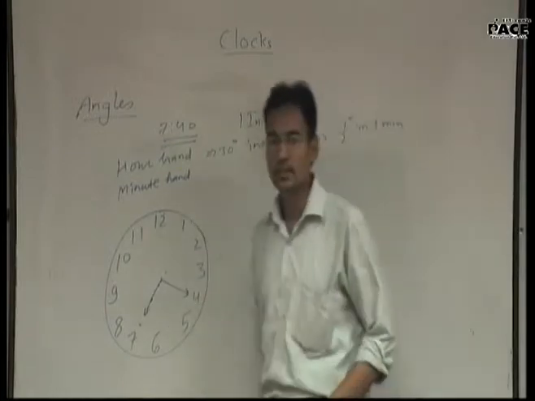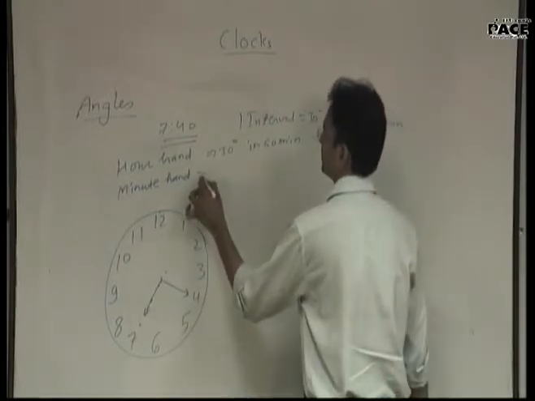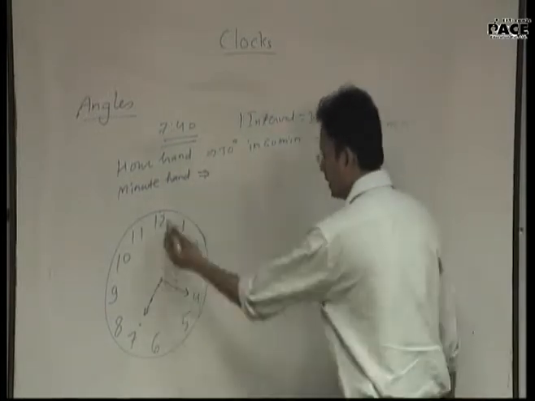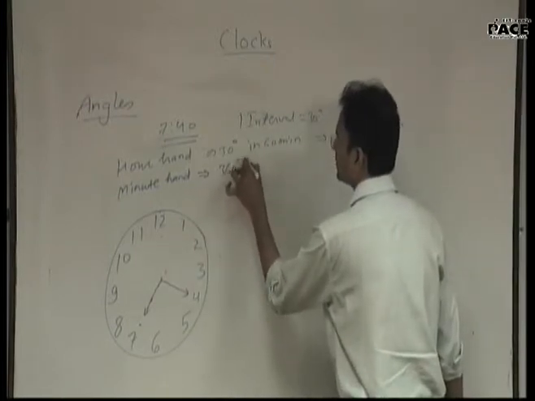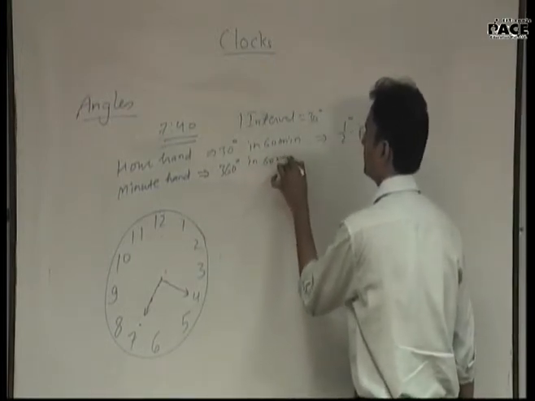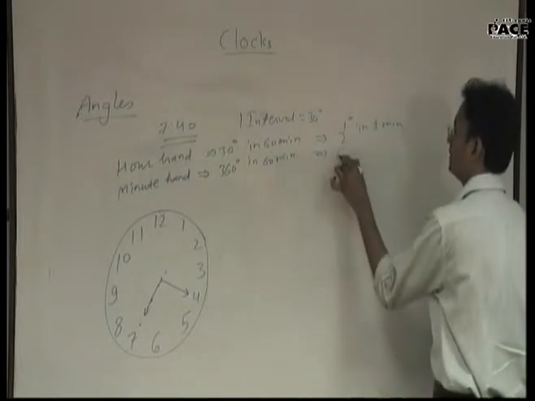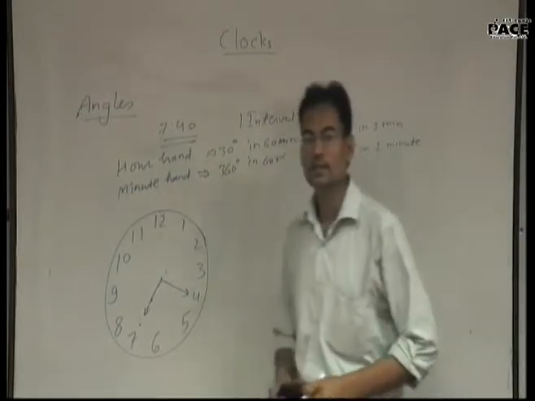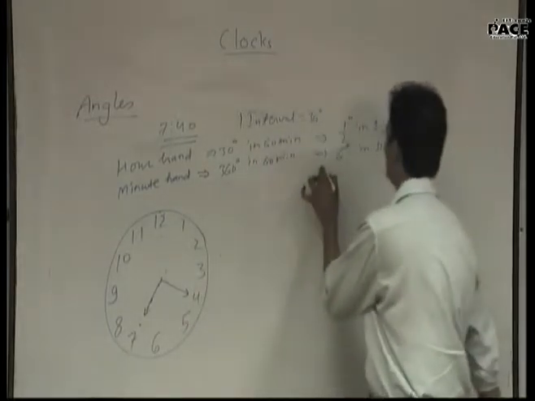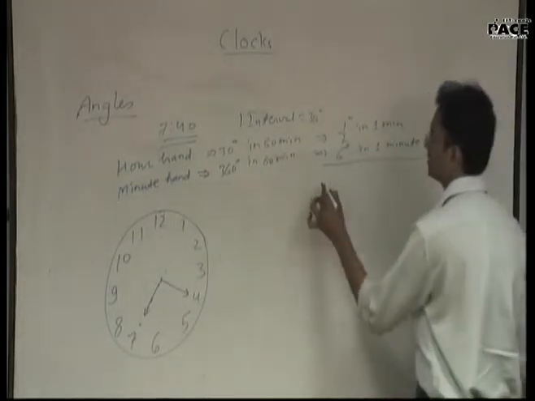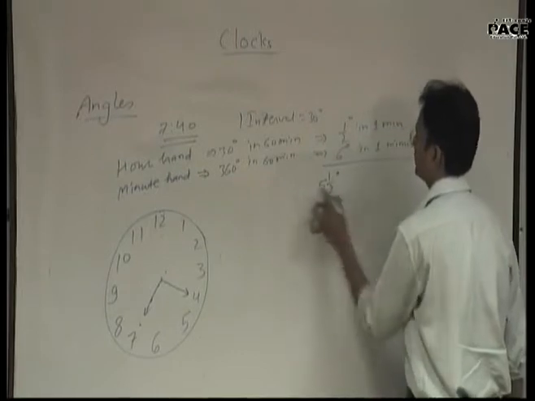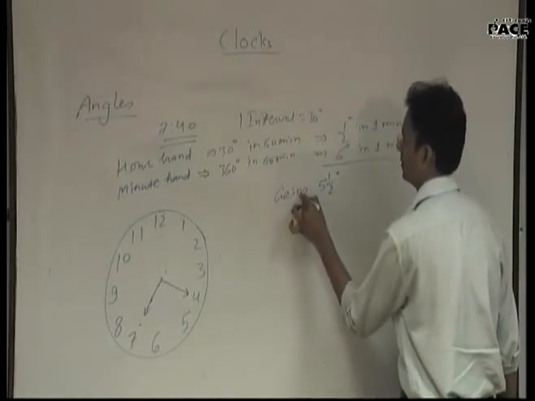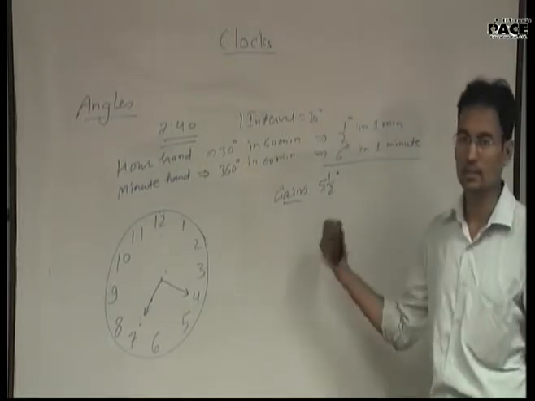And similarly, the minute hand goes 360 degrees in 60 minutes, that is 6 degrees in a minute. So clearly we can find out the minute hand gains 5.5 degrees over the hour hand.